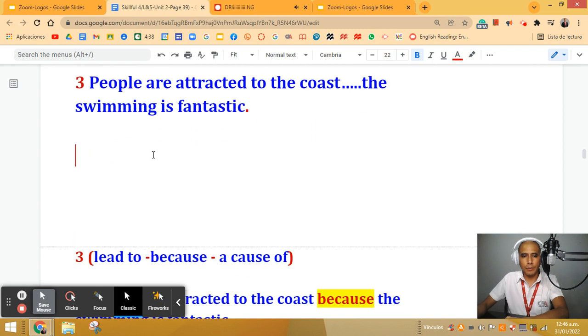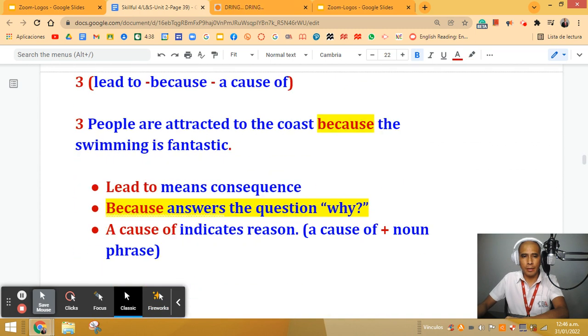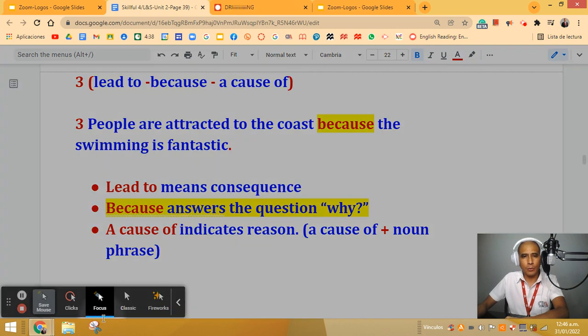All right, time is up. Now we are going to analyze number three. What do we have here? Number three says people are attracted to the coast because the swimming is fantastic. Okay, why not the first one, lead to? Lead to means consequence. In this case, lead to does not apply.